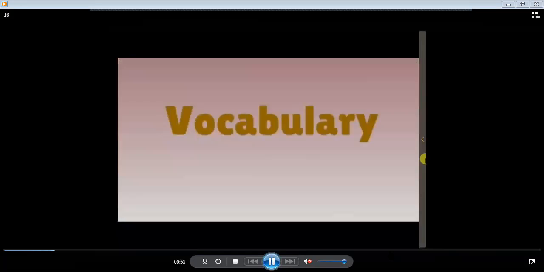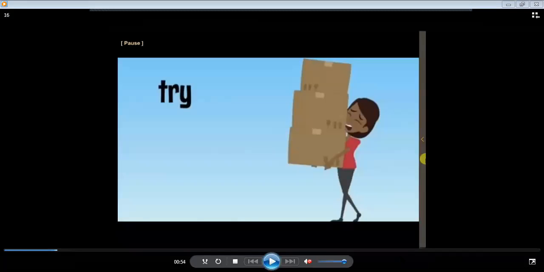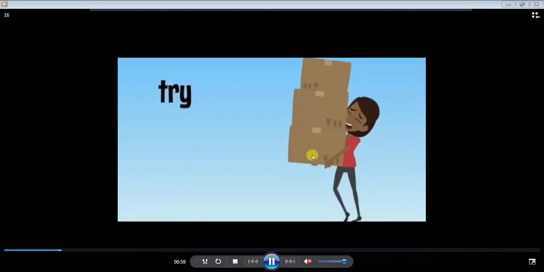Vocabulary. What's the new vocabulary in the section? Try. Try to do something. I think this picture is not explaining or describing the meaning. But try is a verb, means to try to do something new. Try means to try to have something new to do. And she is trying to carry the boxes or something. Okay, first try.